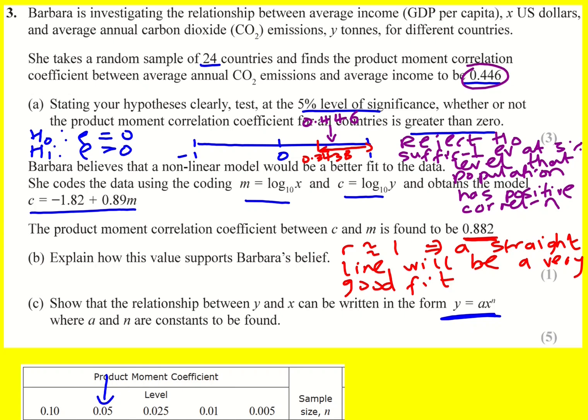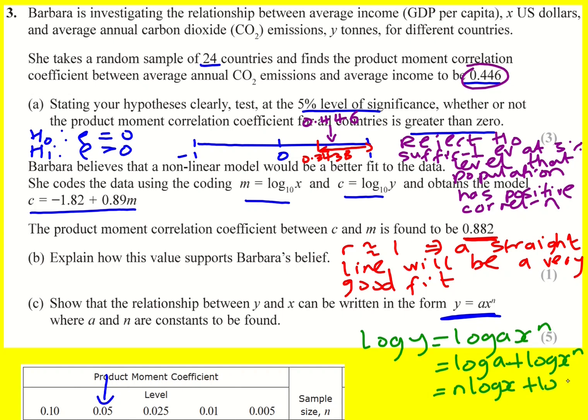We're asked to show that the relationship between y and x can be written in this form where a and n are constants to be found. So the way to go about this is, rather than going from here and trying to get to here, let's do the opposite. Let's take logs of both sides. This is something to practice many times. I'm just going to write log instead of log to base 10, but it's implied. So log y is going to equal log a x to the n. I'm going to show all my work in here, be really careful. I can write that as log a plus log x to the n, separating it, which is then, I can bring the n down, and I'm going to write it as n log x plus log a.